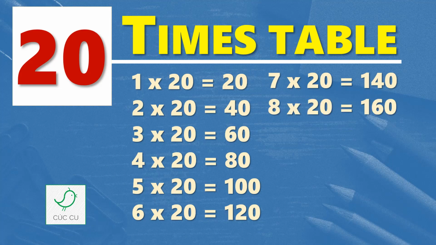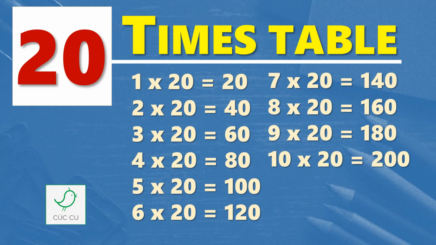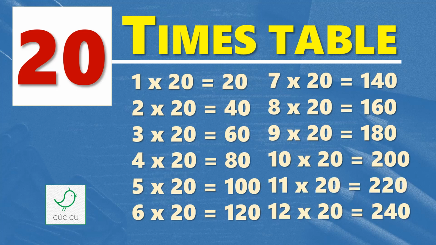8 times 20 are 160. 9 times 20 are 180. 10 times 20 are 200. 11 times 20 are 220. 12 times 20 are 240.